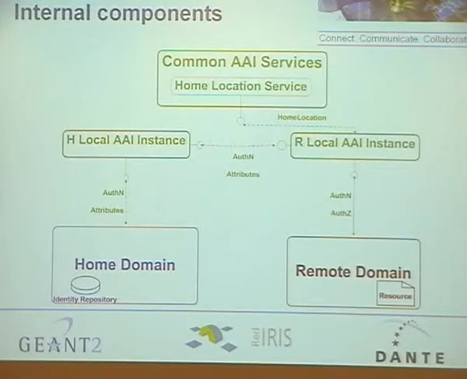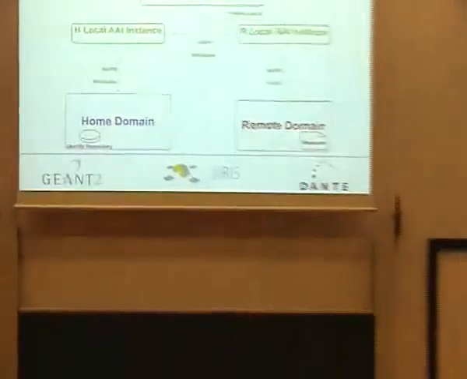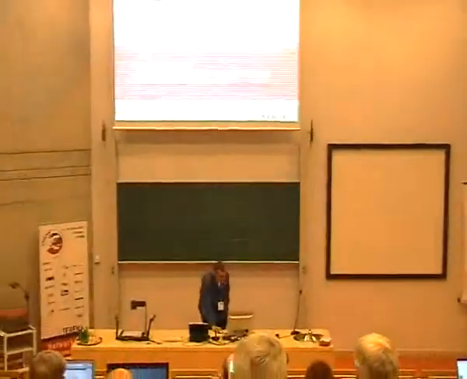The remote local AAA instance is able to locate the home location of the requester through the home location service, and both local AAA instances can communicate to exchange attributes about the requesting user, or data about its identity and authentication data. In the same sense, the local AAA instance is in charge of requesting these authentication data or attributes from the home domain, to push the data pertaining to the requesting user.